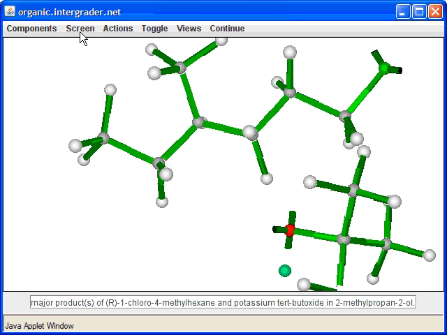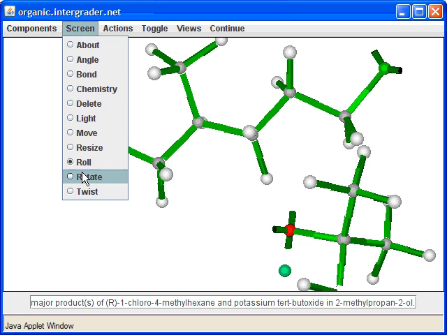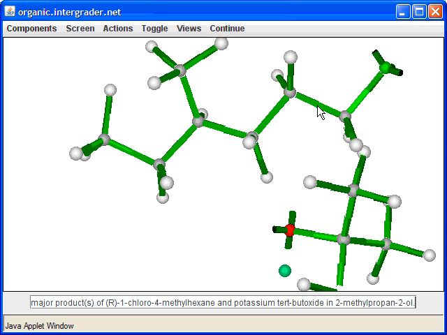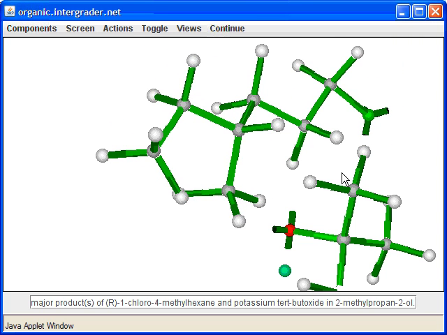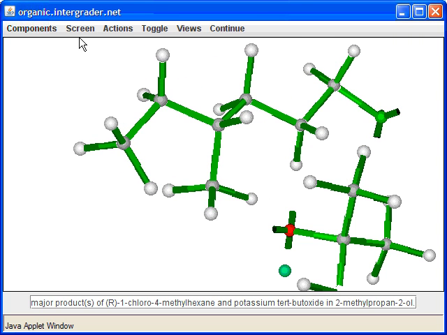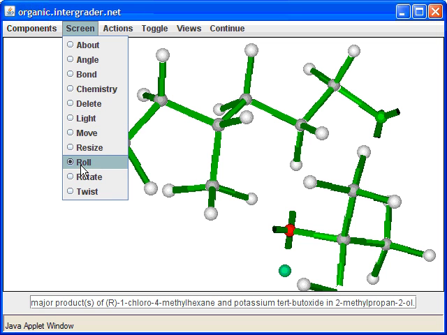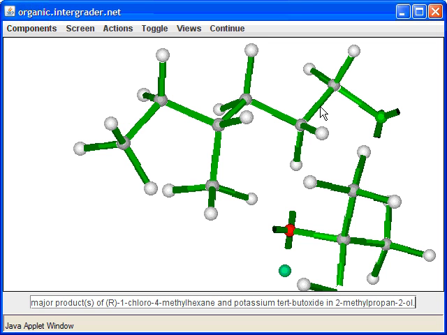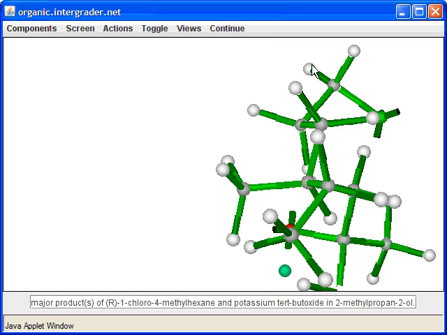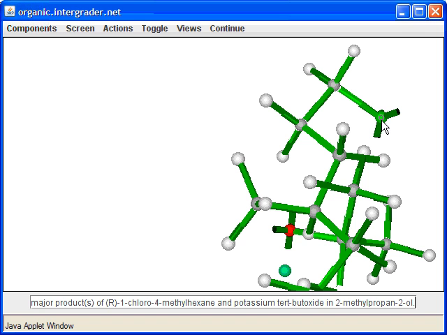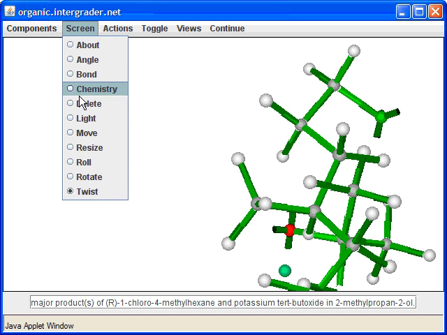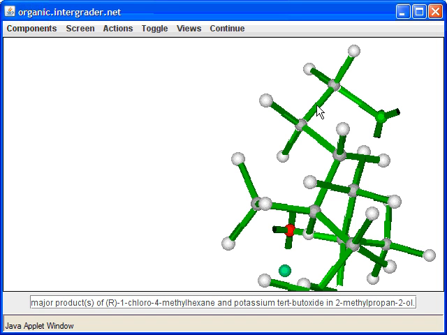So what we're going to have to do is an E2 elimination, rather than an SN2 substitution. So what I'm going to do is move things, or twist things around, so that I can have one hydrogen anti to the leaving group, to the chlorine in this case. So let me go ahead and do that.